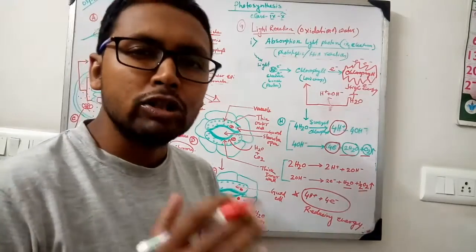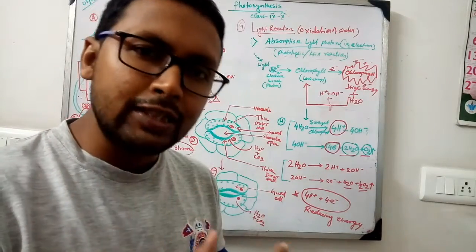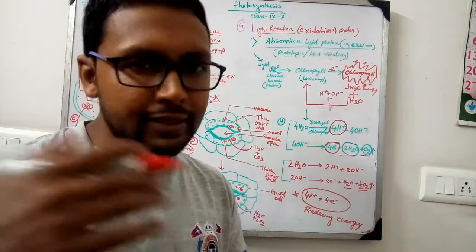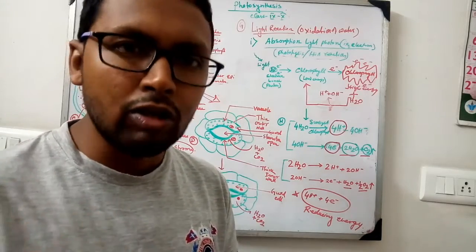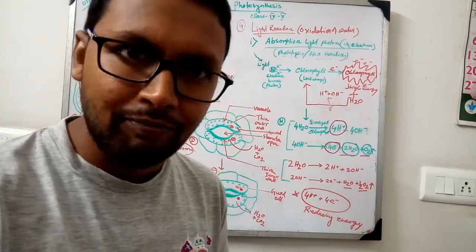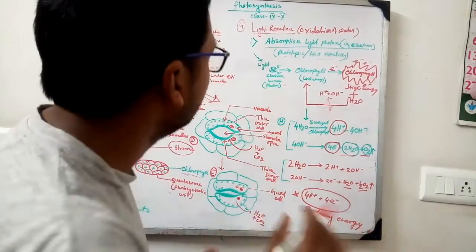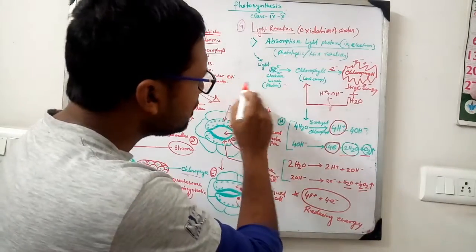Photosynthesis is actually an oxidation reduction reaction. We know also that oxidation occurs. When oxidation occurs, reduction is a part. Reduction will also occur simultaneously. Without reduction, oxidation can't be possible. So, how does the oxidation occur? Here, in light reaction, what happens?